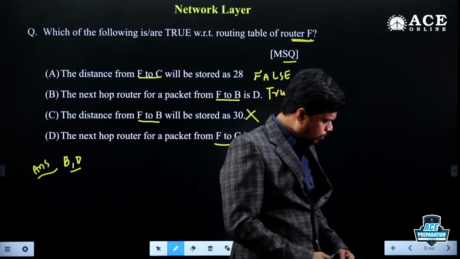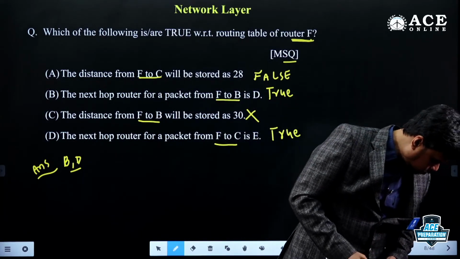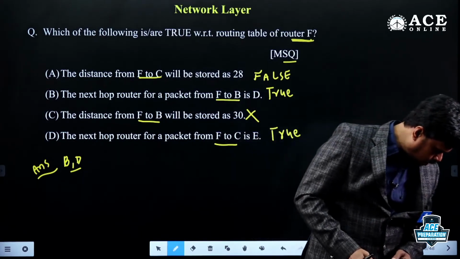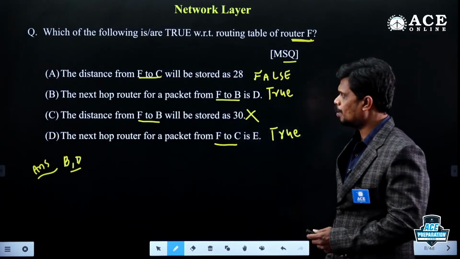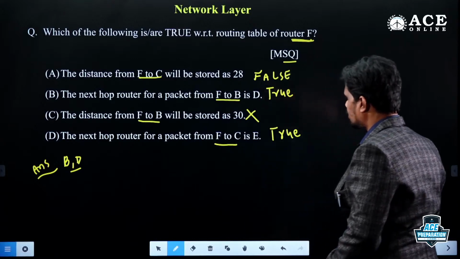Okay. So I believe you are clear with this. Yes, Lena has given B and D. Good, good. Right. So let us move to the next question.